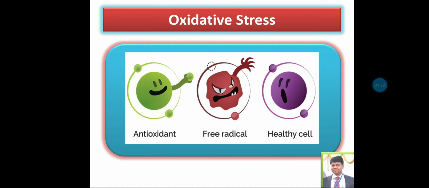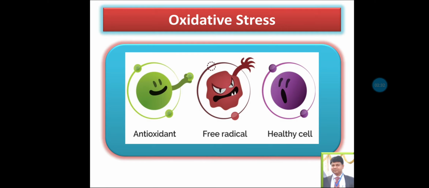This is a simple diagram. Here you can see the free radicals. They are very reactive species. They can react with the healthy cell, and they can denature the proteins present within the cell. So it is very important to inhibit these free radicals. This is done by antioxidants, which provide an electron to the free radicals, which are electron deficient, and in turn this inhibits the function of the free radicals.